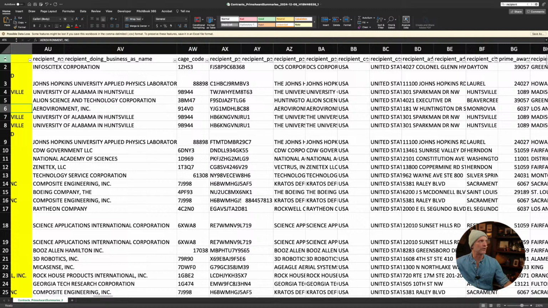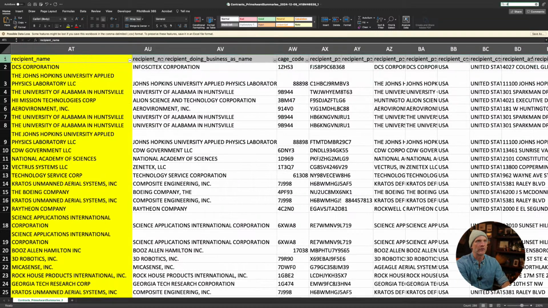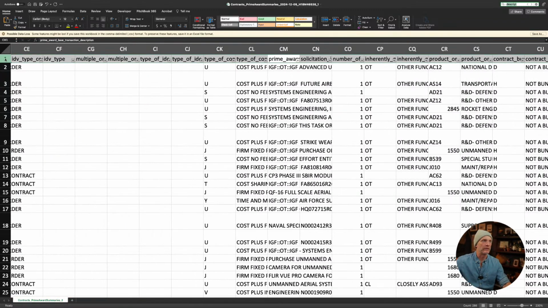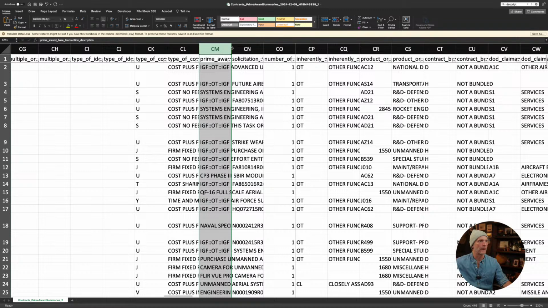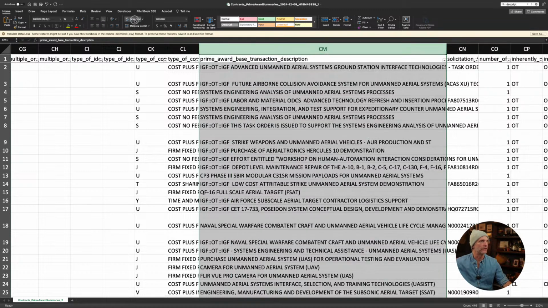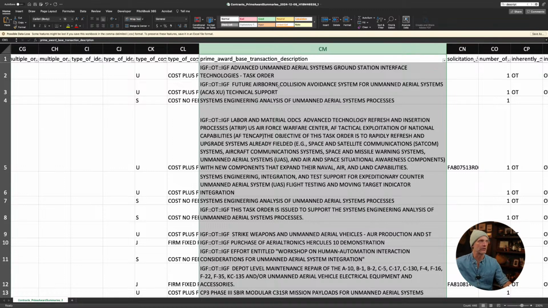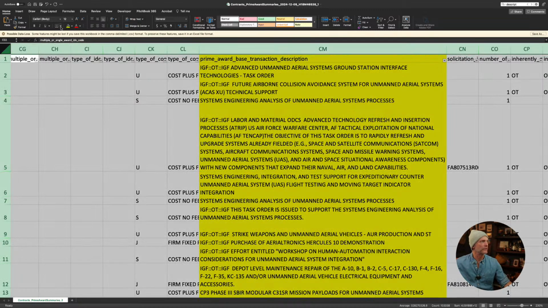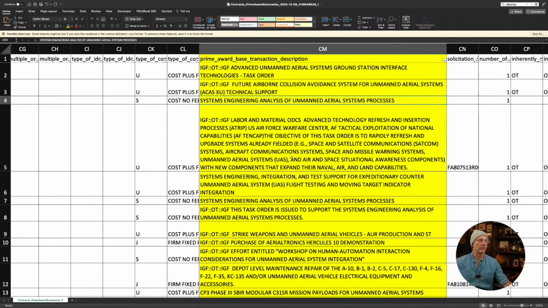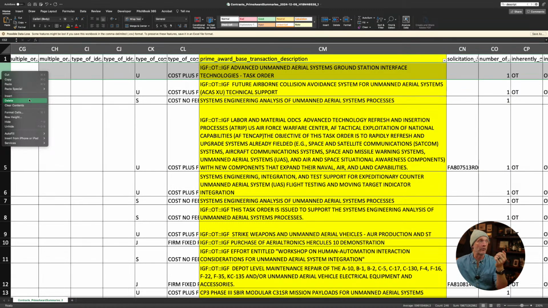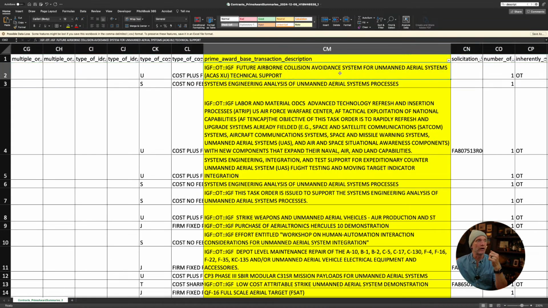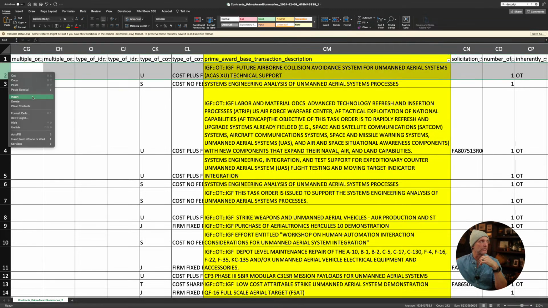The second thing I would encourage you to look for is to do a Control F for description, because this is the column we're looking for. It's the Prime Base Award transaction description. This is basically telling you what the government was buying. Let's also just wrap the text, which makes it a little easier for me. So it starts to allow you to say, okay, Advanced Unmanned Aerial System Ground Station Interface Technologies. You know what? It sounds like that one might not be something we're looking for. You can delete it. Future Airborne Collision Avoidance Systems. No, not your thing. Delete.